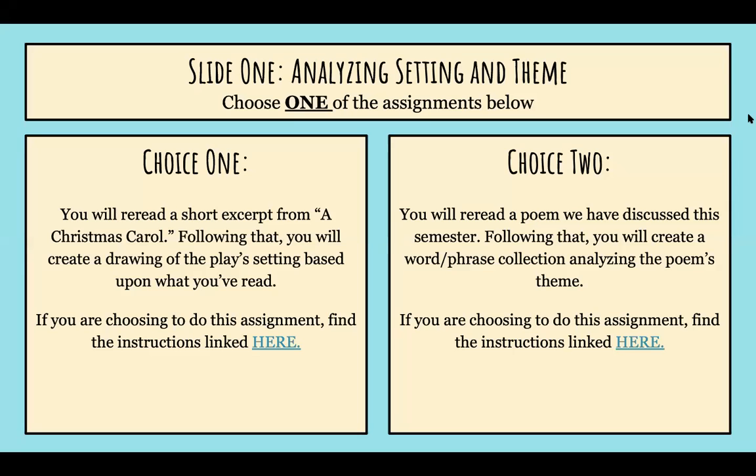Hello. In this video, I'm going to be explaining to you how to do choice one from the analyzing setting and theme slide on the choice board. So choice one, you are creating a drawing after you have read a short excerpt from A Christmas Carol. You're going to draw what you think this set would look like. I have instructions linked here, so we're going to take a look at those together.